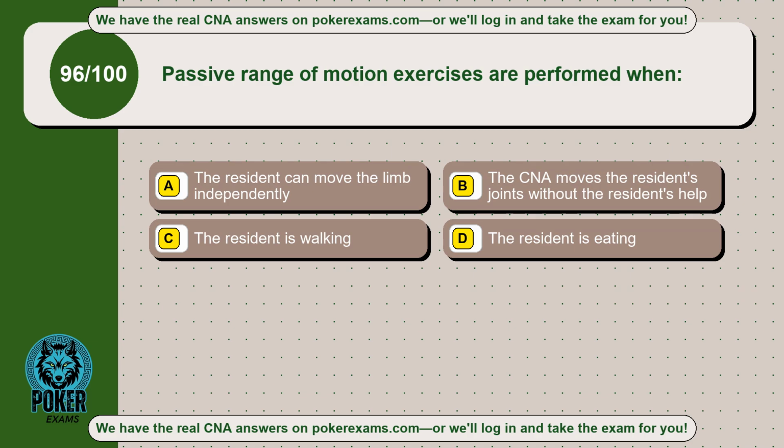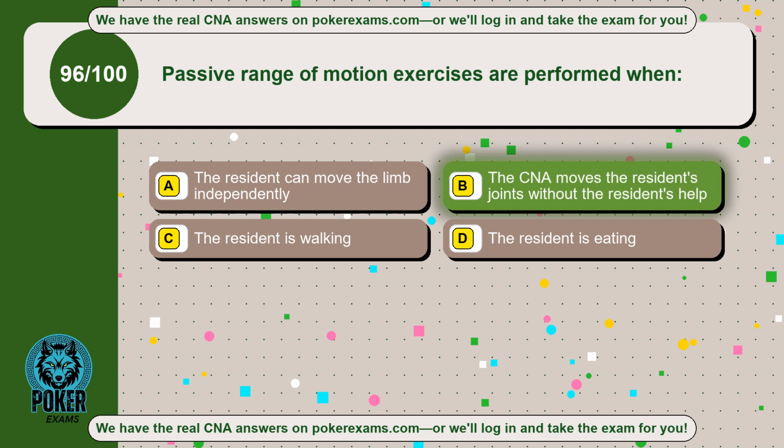Question 96. Passive range of motion exercises are performed when: Option A, the resident can move the limb independently. Option B, the CNA moves the resident's joints without the resident's help. Option C, the resident is walking. Option D, the resident is eating.